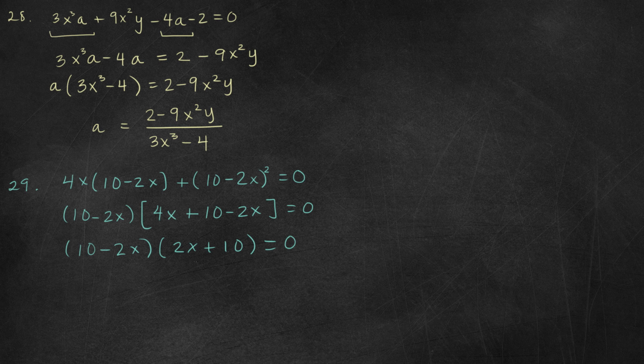And now that this is factored, well, it's not completely factored, I could still factor a 2 from each one of these factors. But now that it's in factored form and it's equal to 0, I solve by setting each factor equal to 0. So 10 minus 2x equals 0 when x equals 5, and 2x plus 10 equals 0 when x equals negative 5. Those are my two solutions.